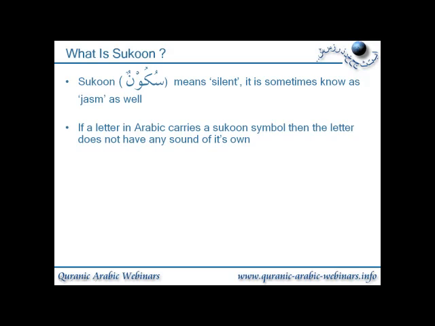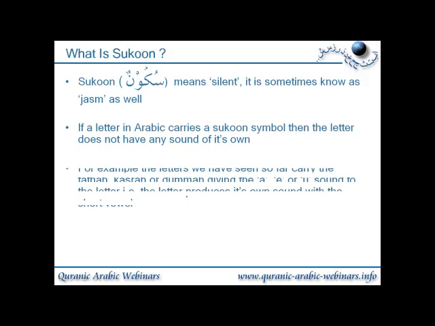If a letter in Arabic carries a sukoon symbol, then the letter does not have any sound of its own. For example, the letters we have seen so far carry the fatha, kasra and dhamma, giving the sounds of a, e or u to the letters, i.e. the letter produces its own sound with the short vowel.